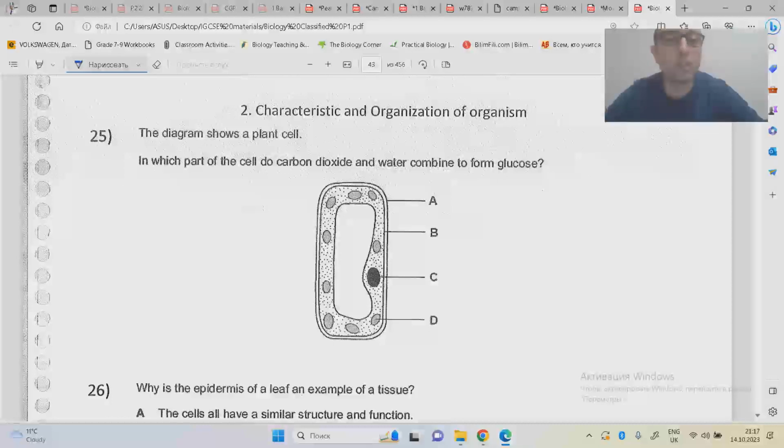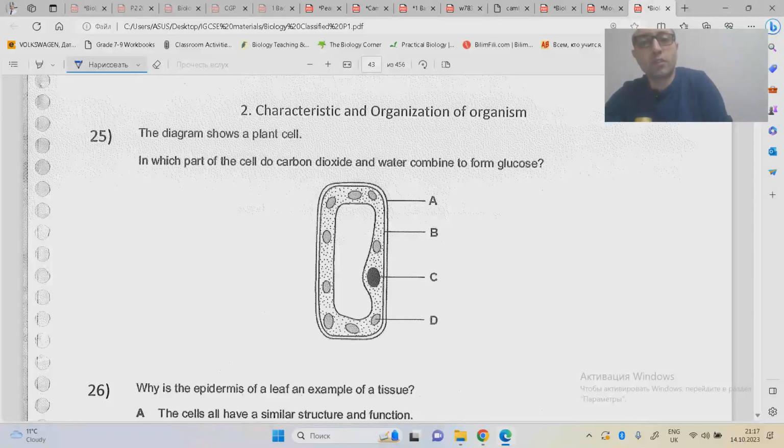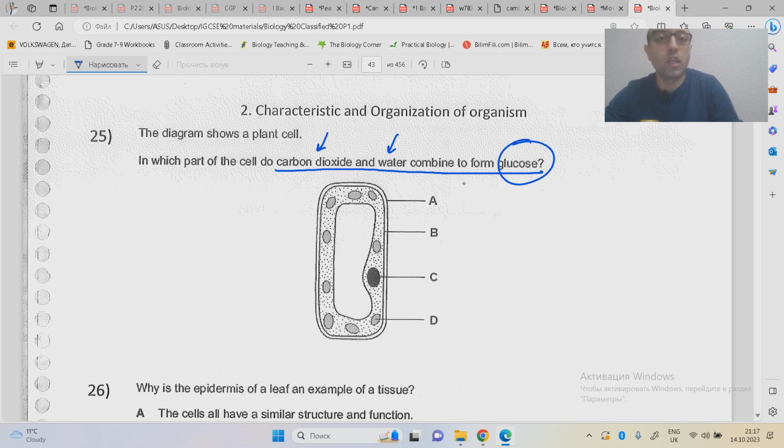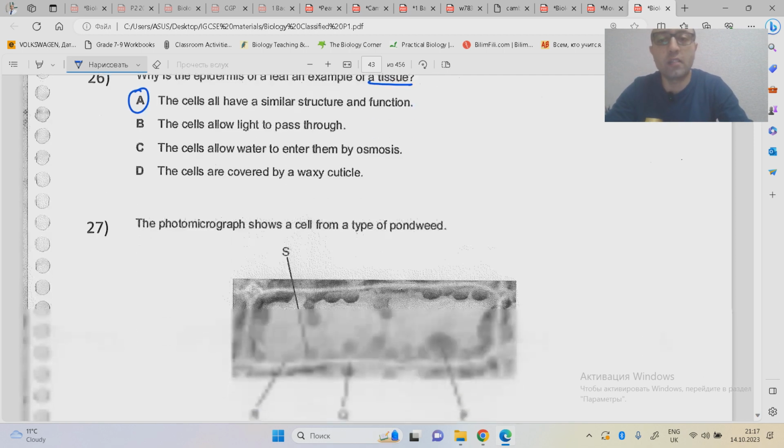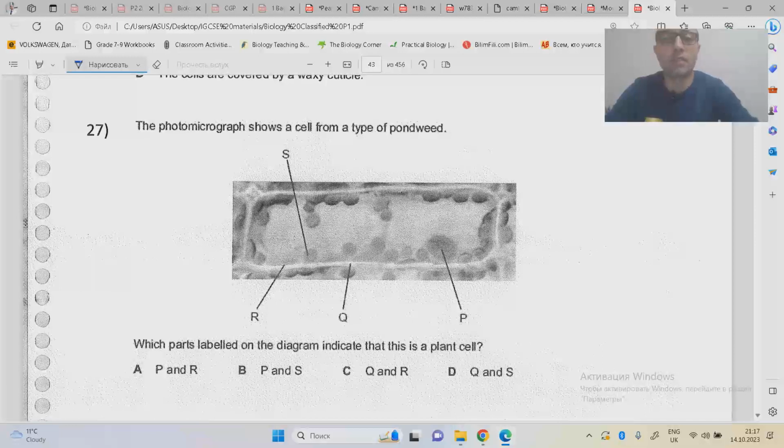In which part of the cell do carbon dioxide and water combine to form glucose? Dear students, you must know that this is photosynthesis, because photosynthesis takes carbon dioxide and water to make glucose, and photosynthesis, as we said, occurs in the chloroplast. Why is the epidermis of a leaf an example of a tissue? As I said, because a tissue is a group of similar cells, guys. So the answer in here is A. The cells all have similar structure and function.